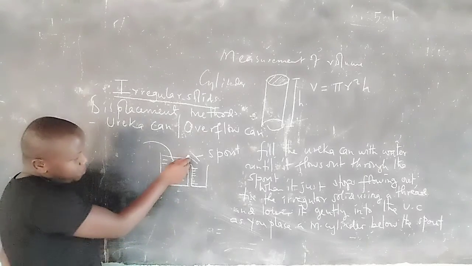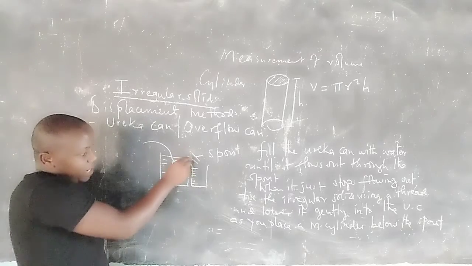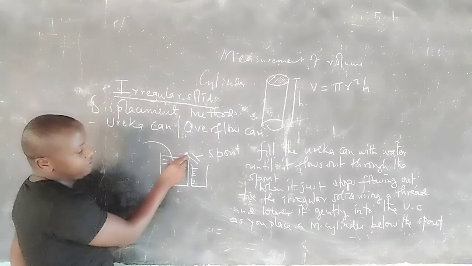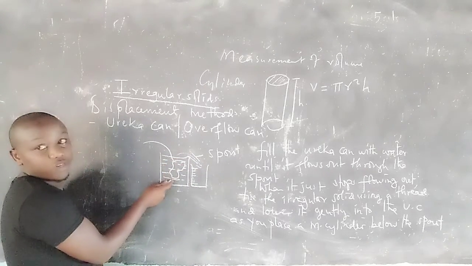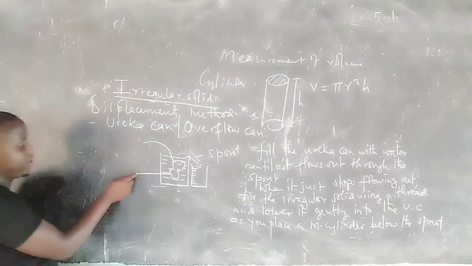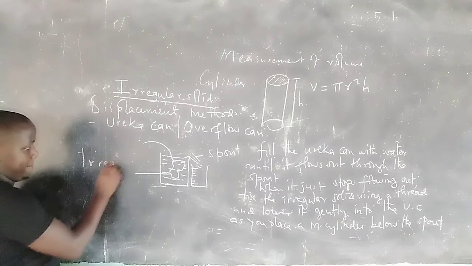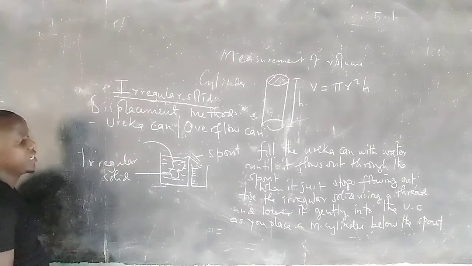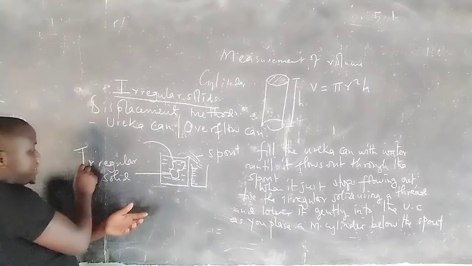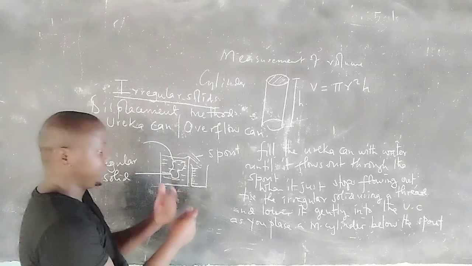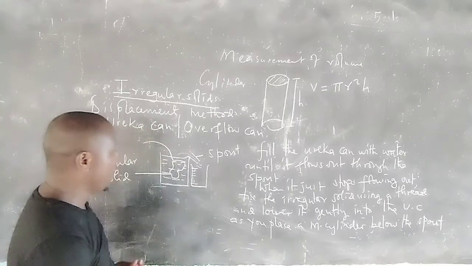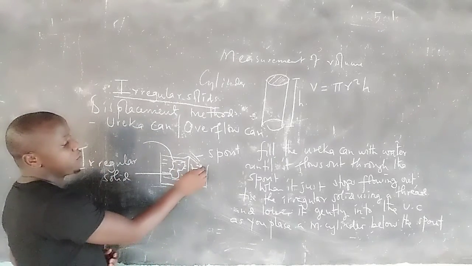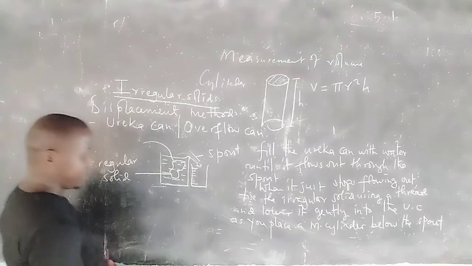Such that now, when we dip in the irregular solid here, which has been tied, because water had just stopped flowing out, it now starts flowing out due to the immersion of this solid. Once it stops flowing out, we can now determine the amount of water which overflows.